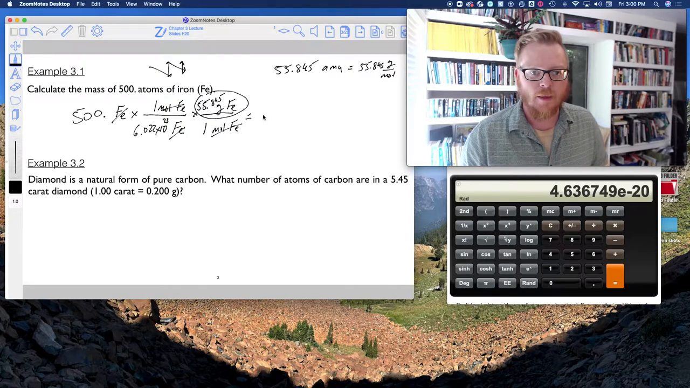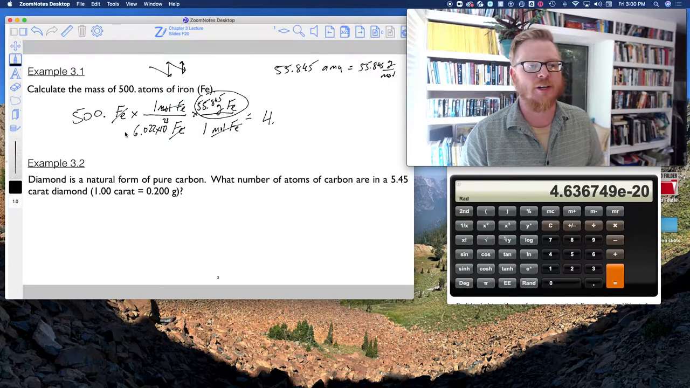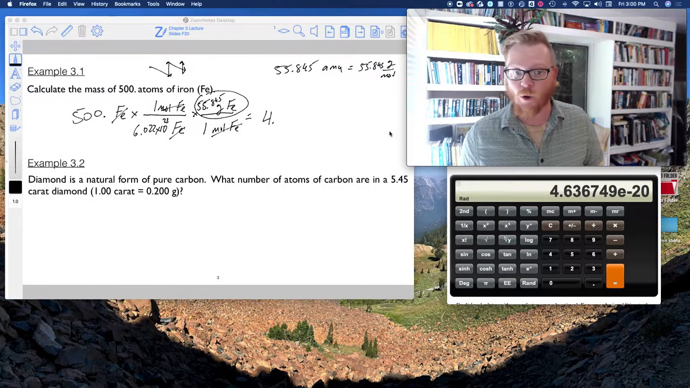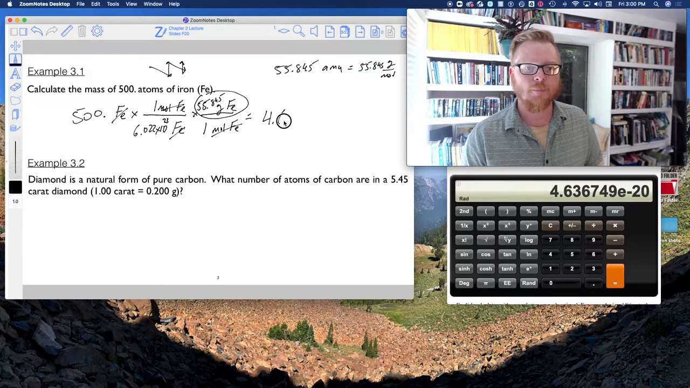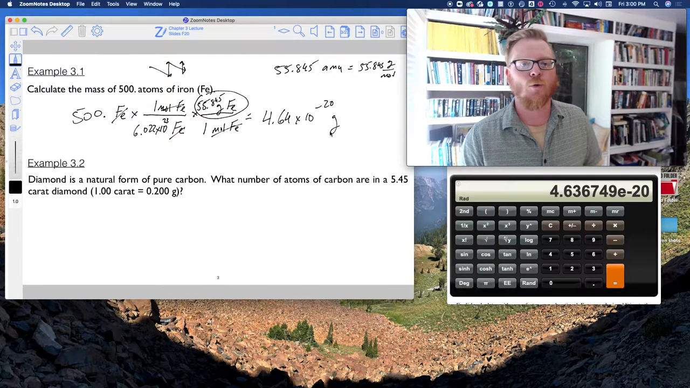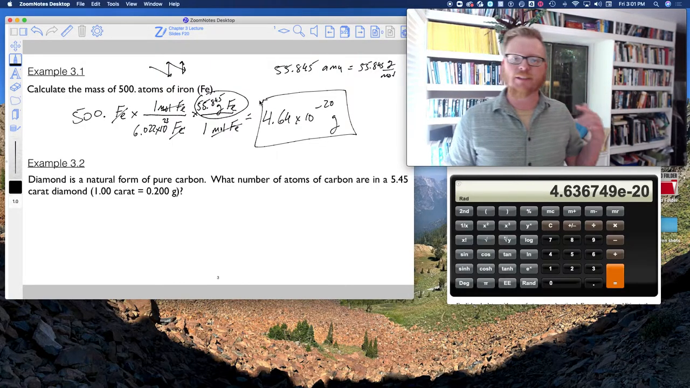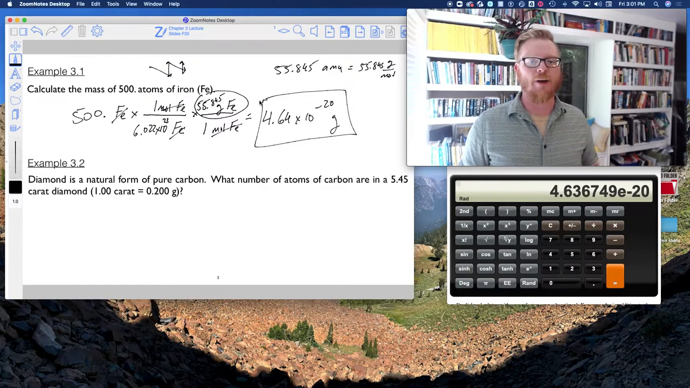Okay? It's 4 point, and then let's look at this. 1, 2, 3 sig figs, and this calculator is saying 4.636. So with 3 sig figs, it's gonna be 4.64. Okay. Times 10 to the minus 20 grams is the mass of 500 atoms of iron. And again, back to the beginning of this, I expected a small number because it's only 500 atoms, and this is a pretty small number, so that seems reasonable.